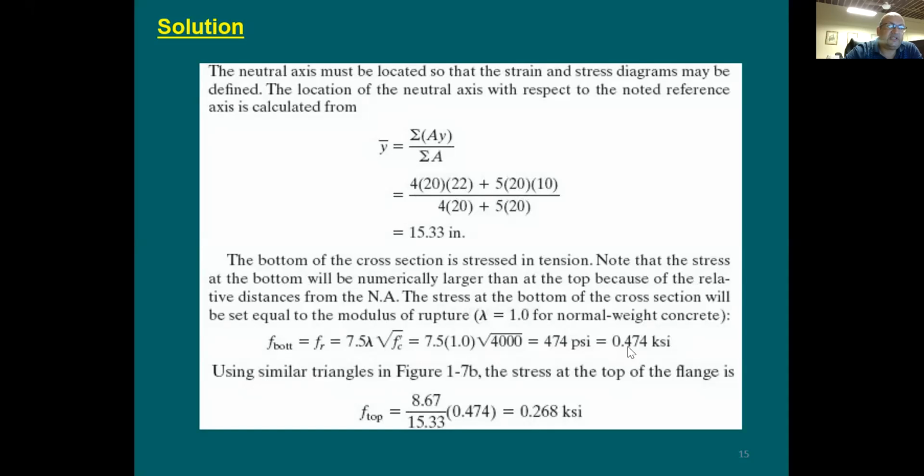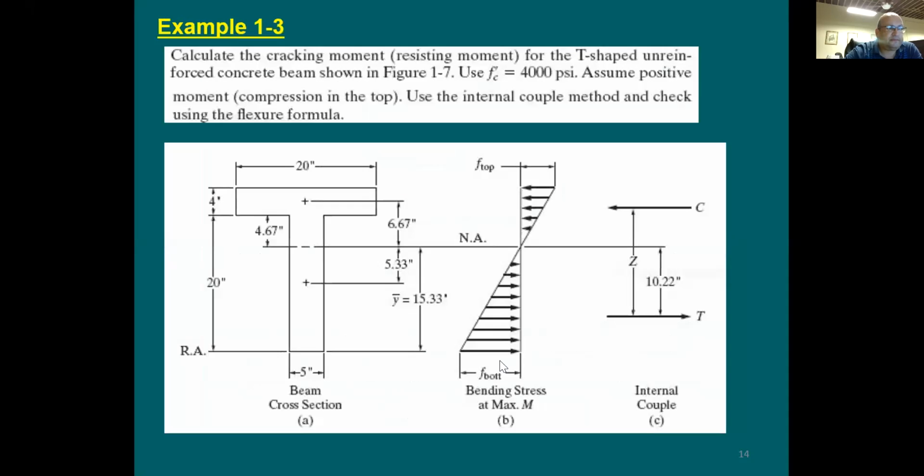So once the stress here at the bottom is 474, how much is the stress at the top? I'm not asking you to do the formula, which is M divided by I times y or c. I'm simply asking, if you have this symmetry between the two triangles and you know the location of the neutral axis to be at 15.33, and I tell you that the stress at one point is 474, how much is the stress at the top?